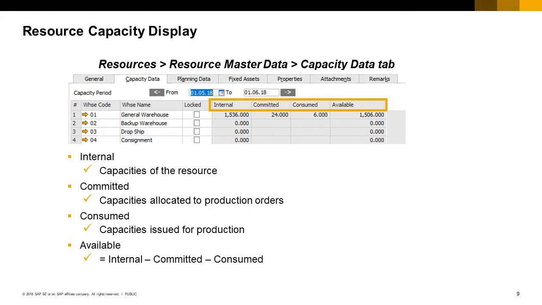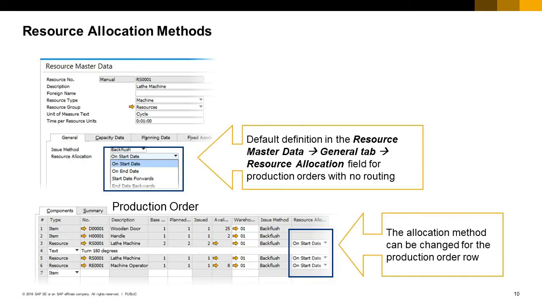Some of the purchasing documents also generate capacity that is accumulated in another column, called ordered. To learn more about the ordered capacity, refer to the How to Guide, How to Work with Resources and Production in SAP Business One 9.3.